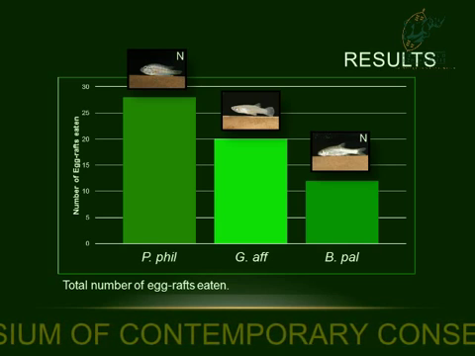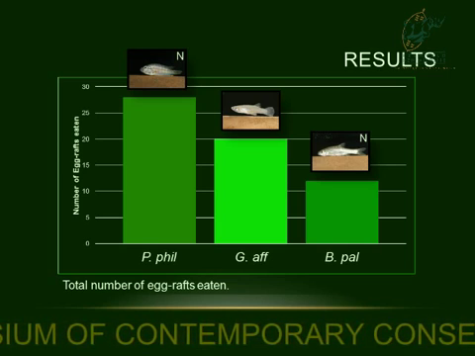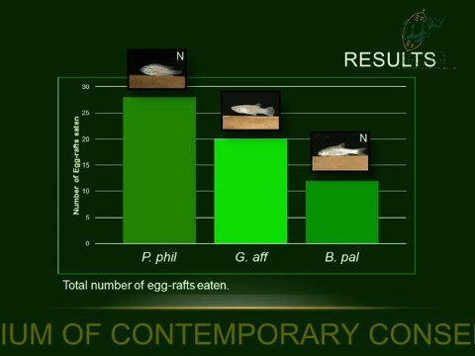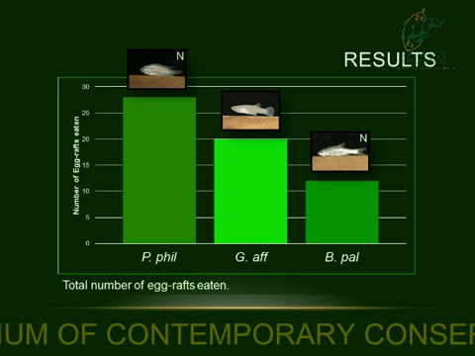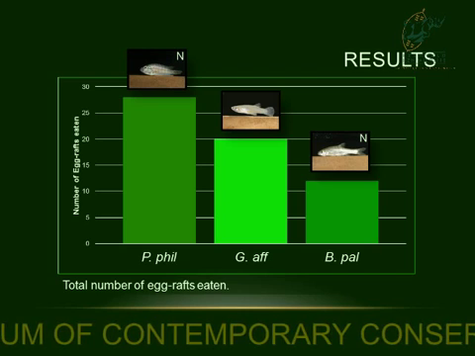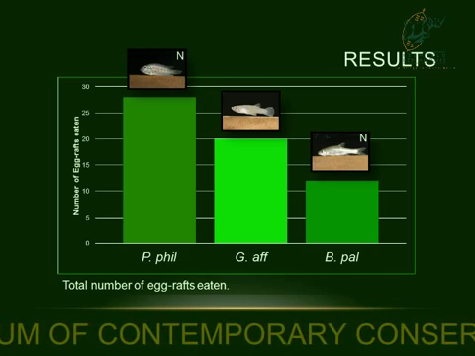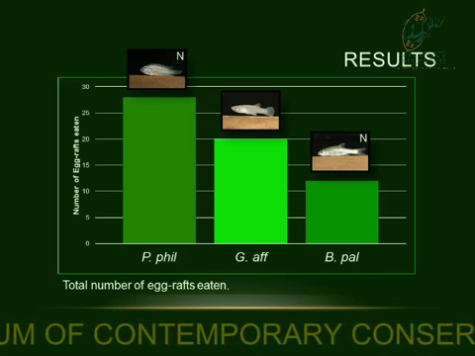Here it was seen that the native fish species, the Pseudocrenilabrus philander, ate the most egg rafts, a total of 28 out of 30, while the invasive species, Gambusia affinis, only consumed 20 out of a possible 30.